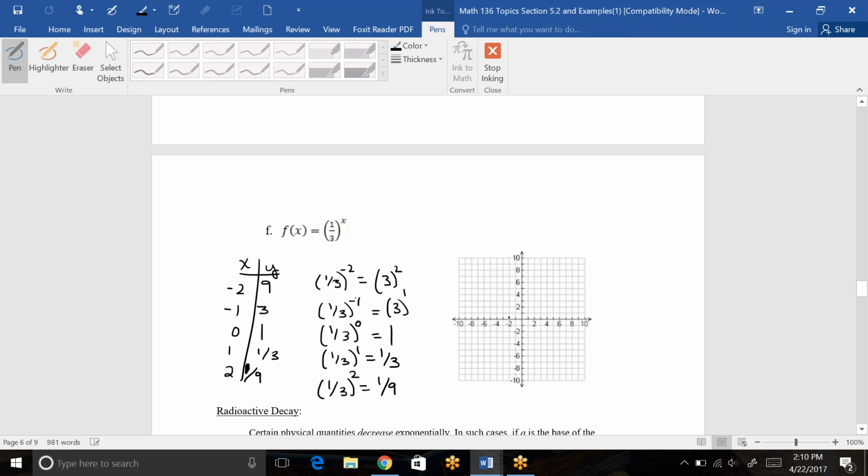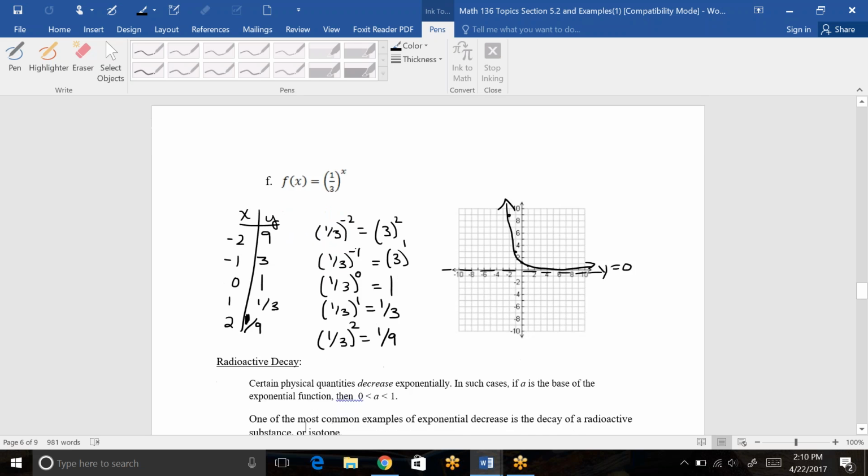Okay, so if we plot those, -2, 9, -1, 3, 0, 1, 1, 1/3, and 2, 1/9. Notice that we get an exponential function, but this time it's decaying, and our horizontal asymptote is the y equals 0. So there's that graph.